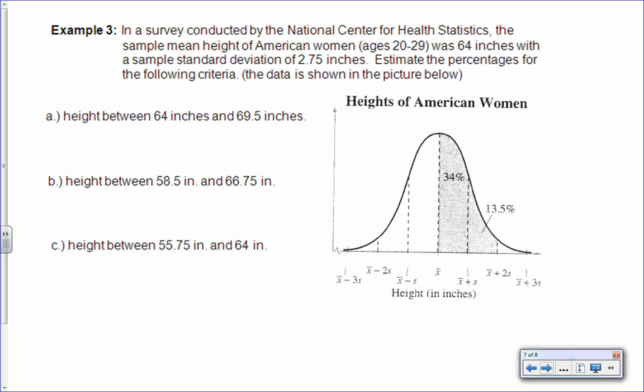So let's estimate the percentages for the following criteria. What if their height had to be between 64 and 69.5? Well, let's find out what that difference is. What is that difference? 5.5 is the difference, right? If you did 69.5 and subtracted the 64? Well, let's find out how many standard deviations that is. Well, how do you know that? Yeah, if I divide by what one standard deviation is, would that tell me how many standard deviations that is?